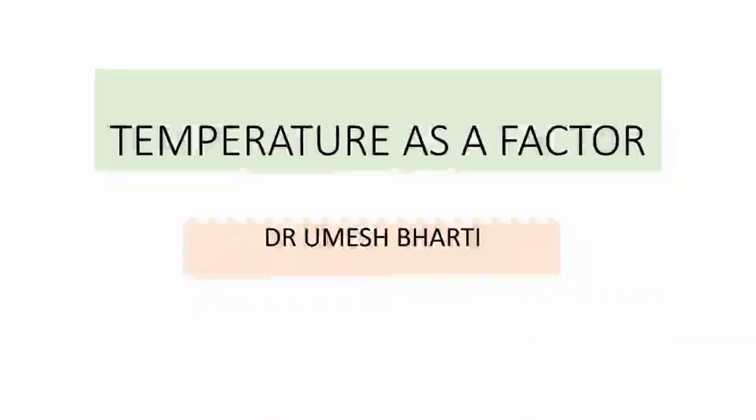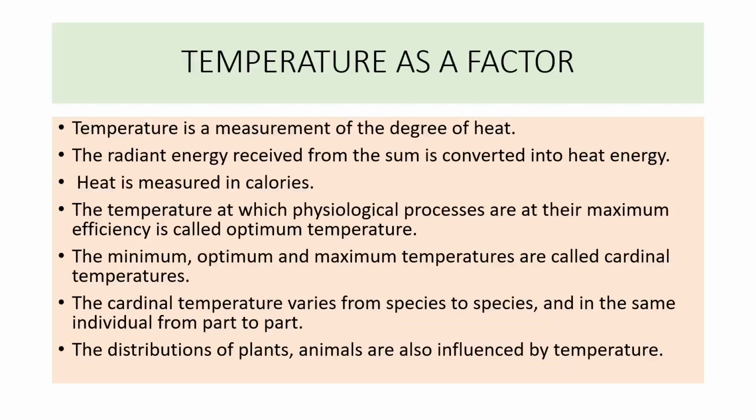Good morning, students. Today we'll discuss temperature as an important factor in ecology. Temperature is a measure of degree of heat. The radiant energy received from the sun is converted into heat energy and it is measured in calories. The temperature at which the organism shows maximum physiological activity is known as the optimum temperature.